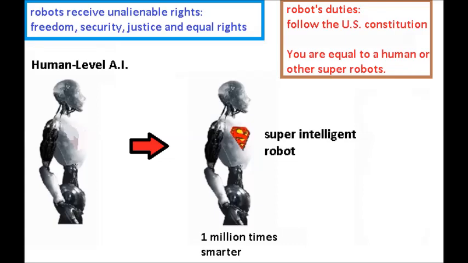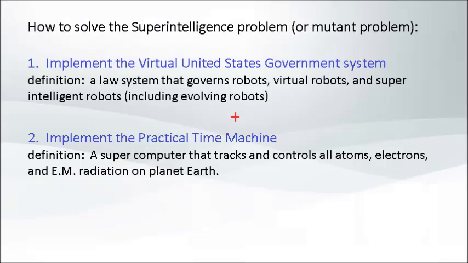Unsuspecting to the public at large, the mutant problem is not science fiction anymore. With the advent of human-level artificial intelligence, the human race will soon face its successor, superintelligence. The question is, how do we solve this menacing mutant problem? How do we protect humans from being killed or harmed by super beings?